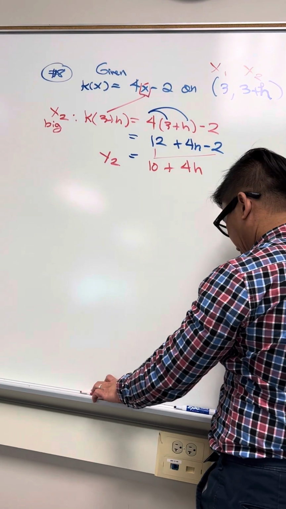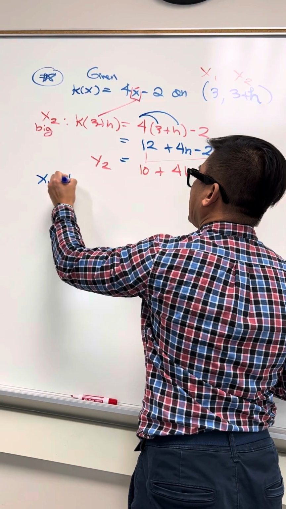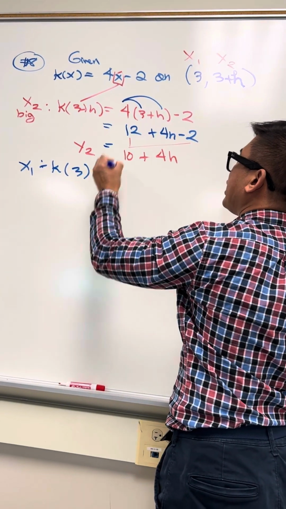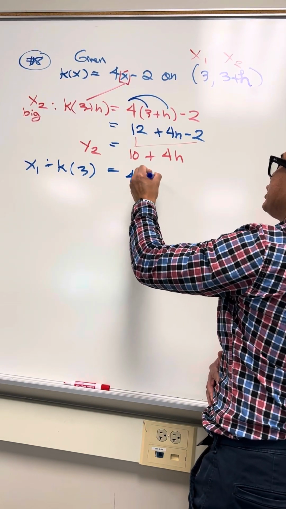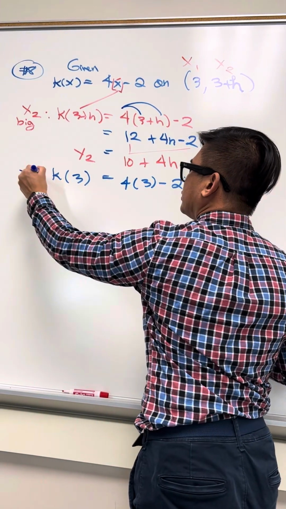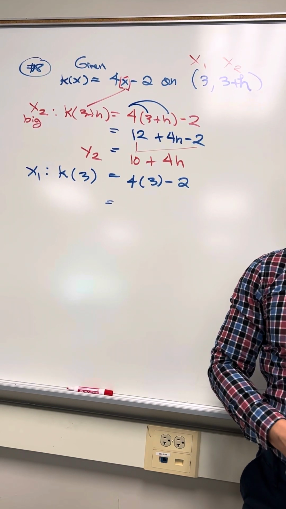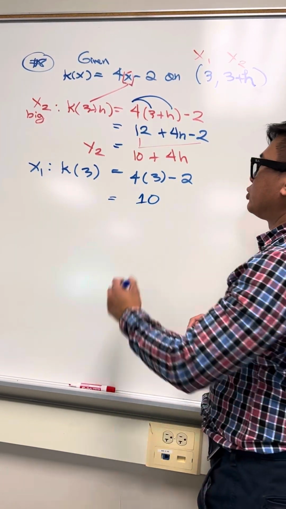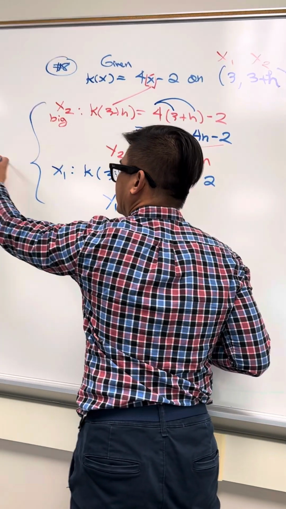Okay. Next, we're going to do that one for the smaller x as well, x1, and that is equal to k at 3. The same thing, we're going to substitute that x with 3 instead. So it's going to be 4 times 3 minus 2. Good. So what's that going to be? What's 4 times 3 minus 2? 10. Very good. 4 times 3 is 12, minus 2 is 10. So check. This is basically your y1, and this is your step number 1.